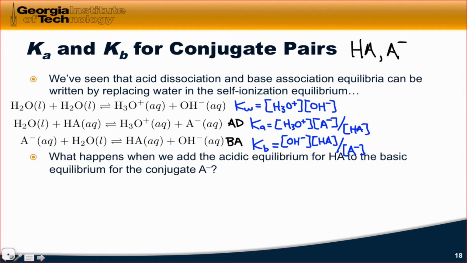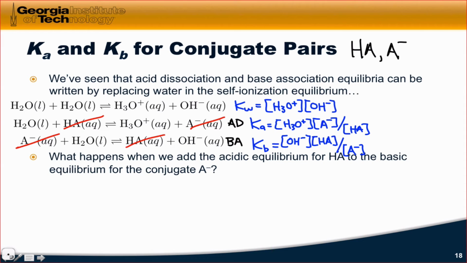What happens when we add the acidic equilibrium for HA to the basic equilibrium for its conjugate, A minus? Well, when we add the two equations, watch what happens. We have A minus on the product side of the acid dissociation and the reactant side of the base association. And we have HA on the reactant side of the acid dissociation and the product side of the base association.